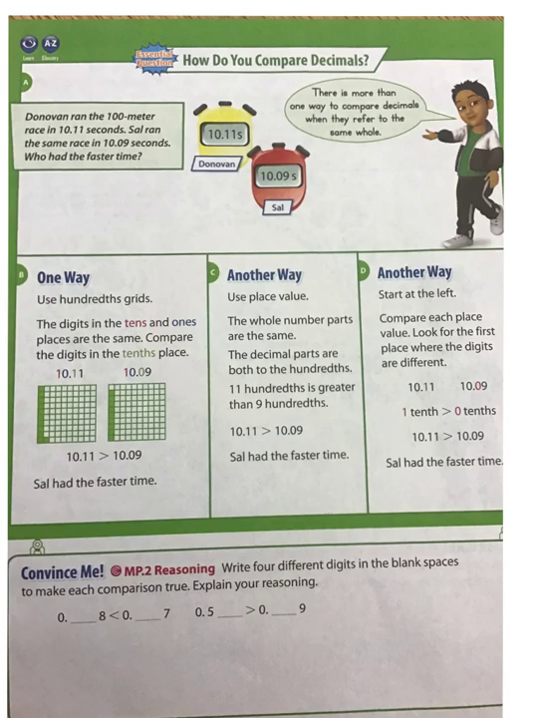Today, we are going to learn how to compare decimals. Donovan ran the 100-meter race in 10 and 11 hundredths seconds. Sal ran the same race in 10 and 9 hundredths seconds. Who ran the faster time? So we really have to make sure that we're saying the decimals correctly: 10 and 11 hundredths and 10 and 9 hundredths.